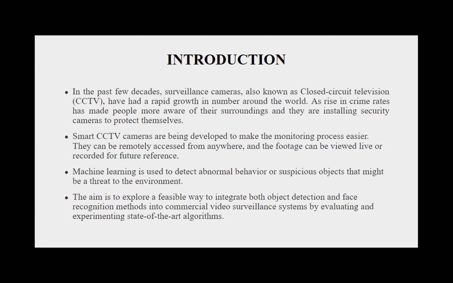As an introduction part, we know that in the past few decades, surveillance cameras, also known as CCTV, that is closed circuit television, has gained a lot of importance because of the increase in the crime rate in the society. The people are more aware for the security purpose, and so they are installing the cameras. Now, smart CCTV cameras are being developed to make the monitoring process easier. They can be remotely accessed from anywhere, and footage can be viewed live or recorded for future reference.